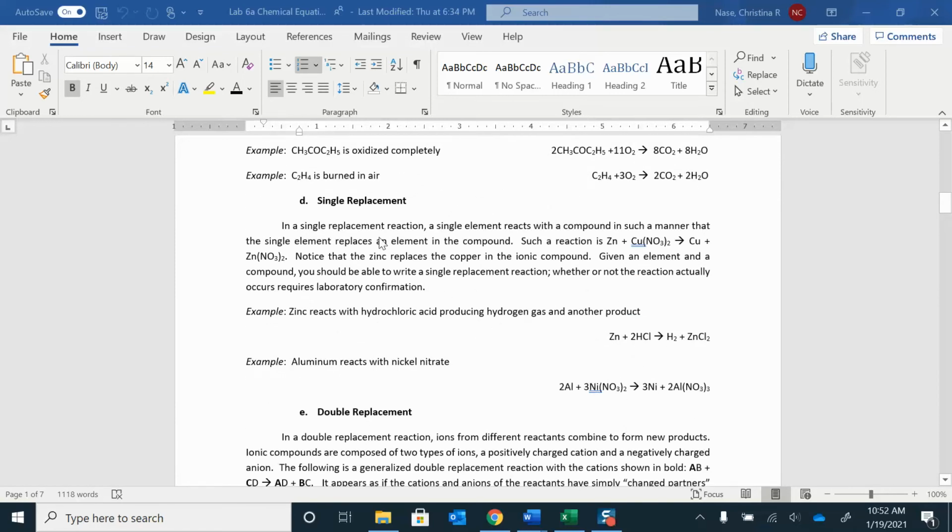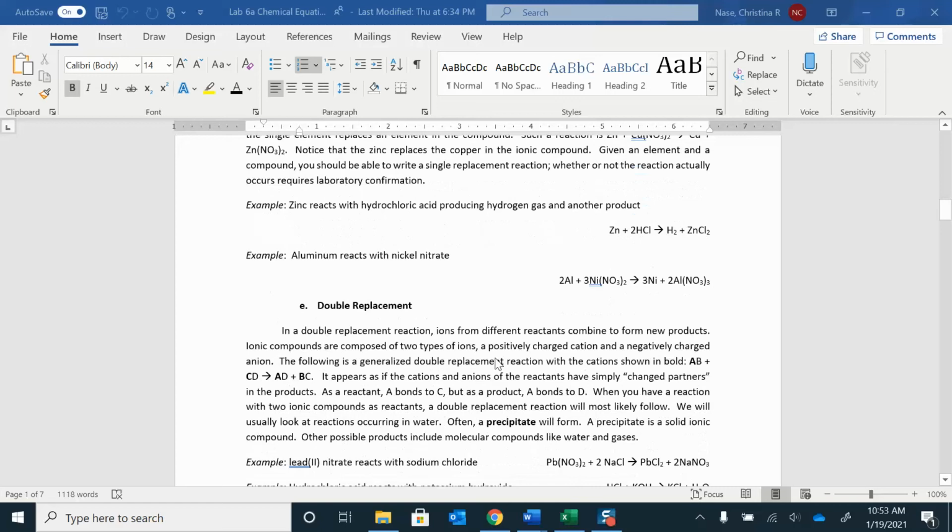We also have single replacement. Single replacement reactions are when one element replaces another in this reaction. So here we have zinc is going to replace the hydrogen. Hydrogen is going to go off by itself. Or here we have two metals. So we have aluminum is going to replace the nickel. The nickel goes off by itself. And there's some rules for that. You need to look at the activity table. We'll talk about that. This is all stuff that we've done in class as well.